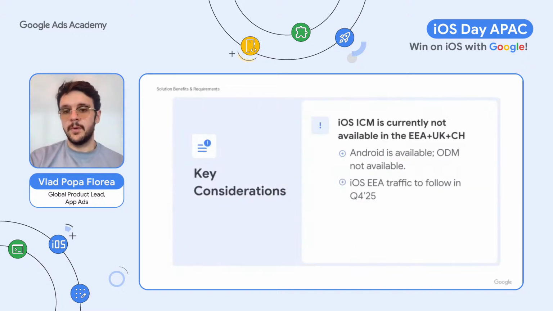I also would love to make sure everybody in the audience understands two key considerations for ICM. First, it is important to note that integrated conversion measurement will not cover iOS traffic originating from users in the European Economic Area, the United Kingdom, and Switzerland. For this portion of traffic, we recommend you continue using your current measurement solution, whether that's GAN or the Google Ads front-end reporting. Integrated conversion measurement will cover this traffic starting later this year in Q4, and you'll hear more from your Google team close to the date.